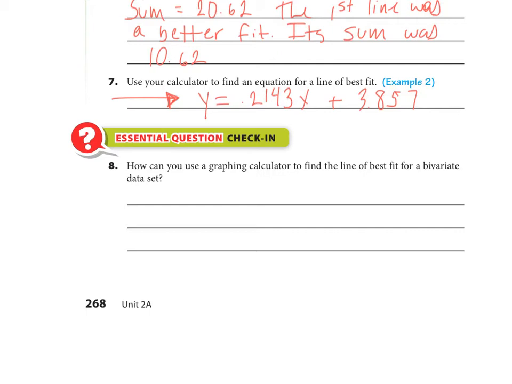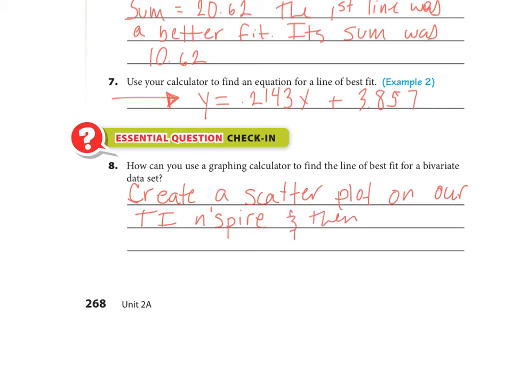Question 8 says, how can we use a graphing calculator to find the line of best fit for bivariate data? Okay, how can we do that? Well, we can create a scatter plot on our TI Inspire, and then have it calculate the equation.